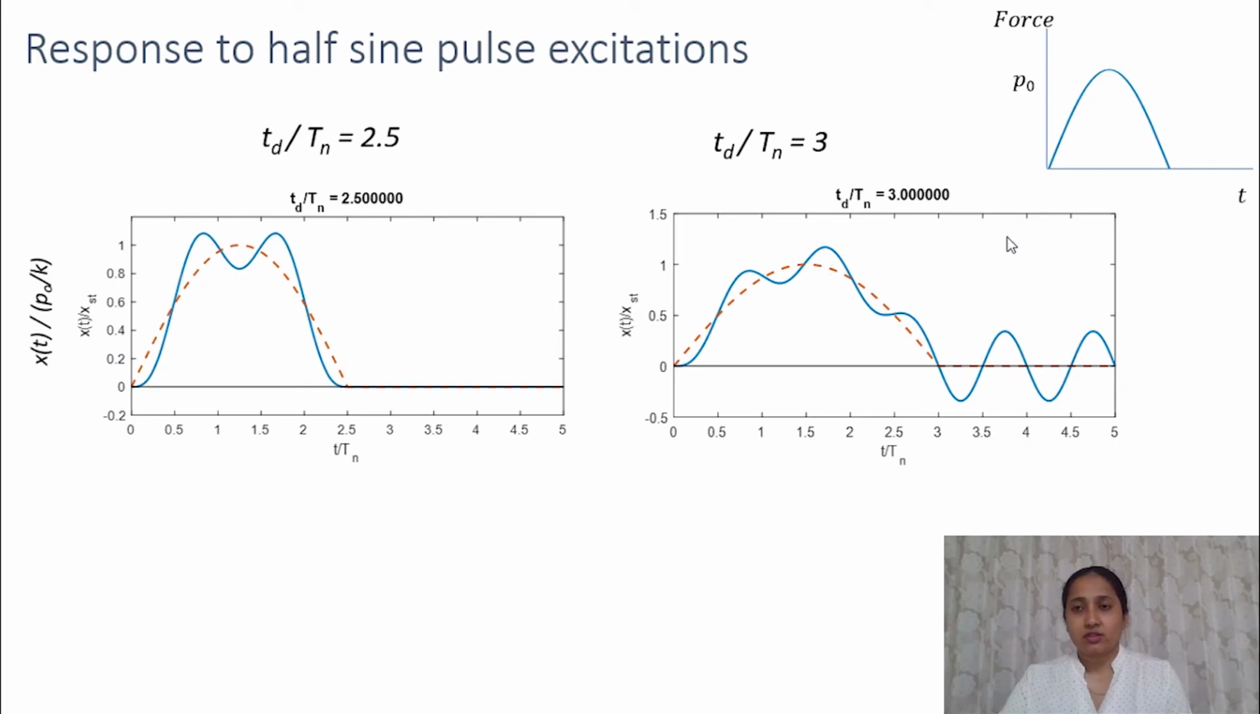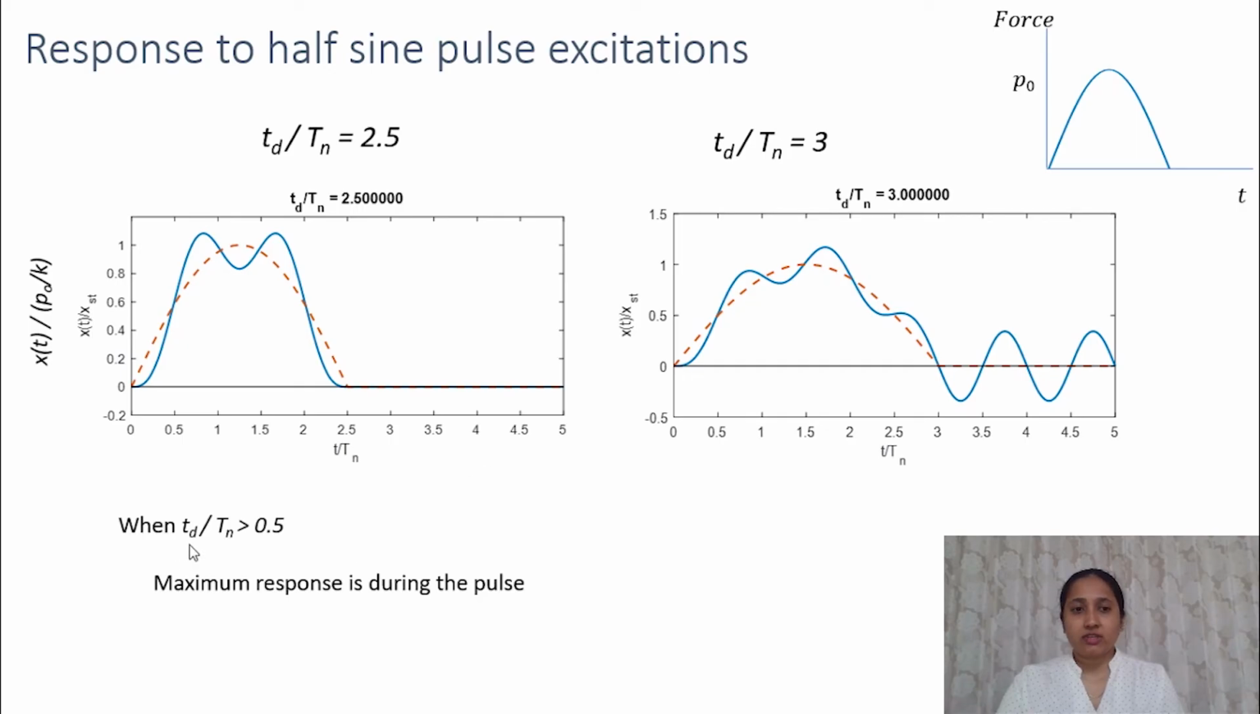So as the Td by Tn values are increasing during the forced vibration, the amplitude is reducing. That means as the duration increases, this pulse is getting flatter, and so the rate of loading is getting lower. So the dynamic effects are reducing. The dynamic response is becoming closer to the static response. As the duration of the pulse increases, this difference will come down.